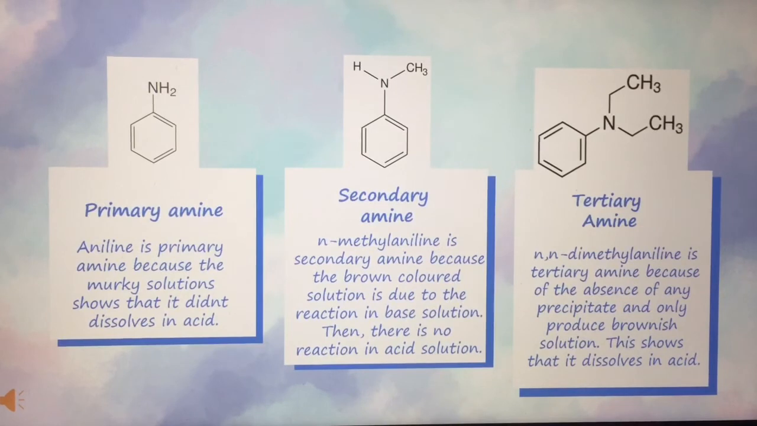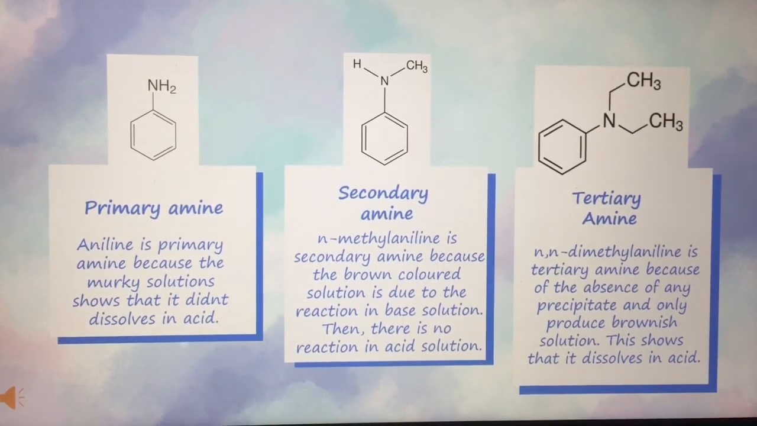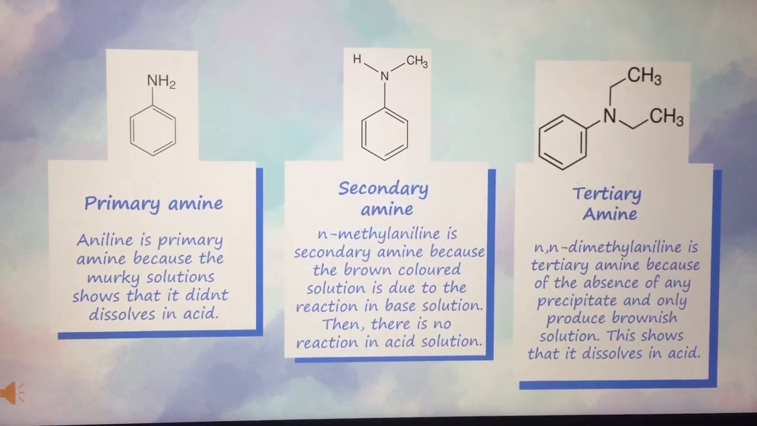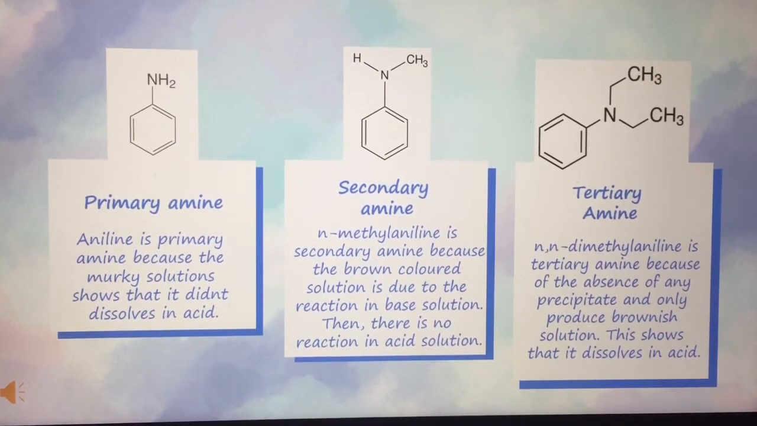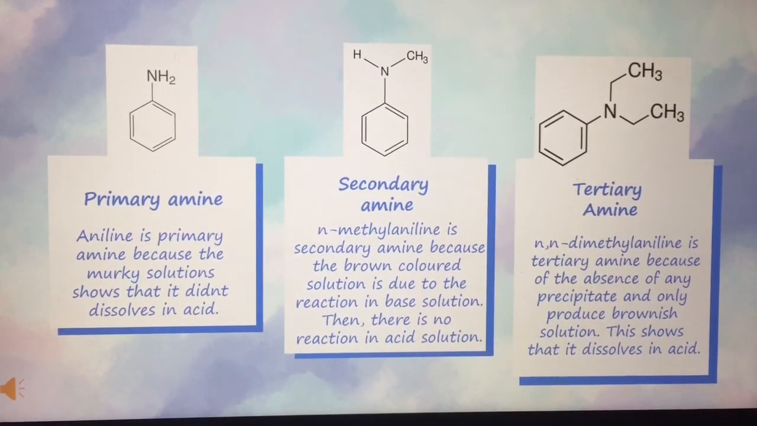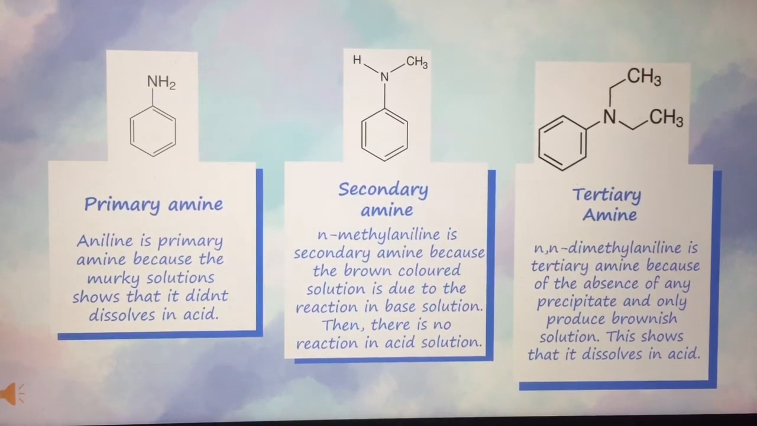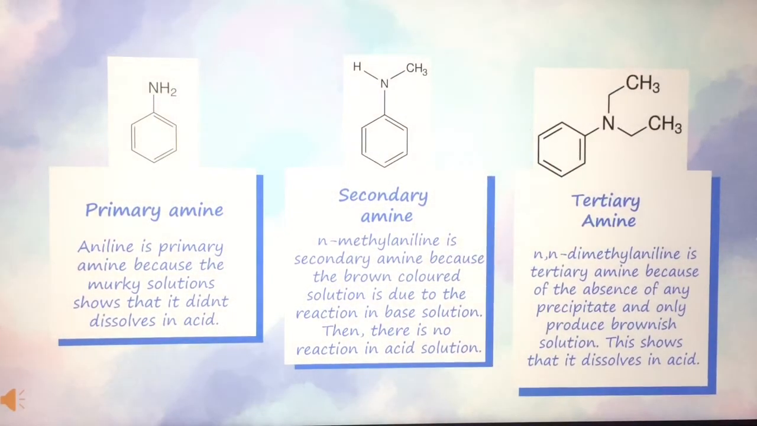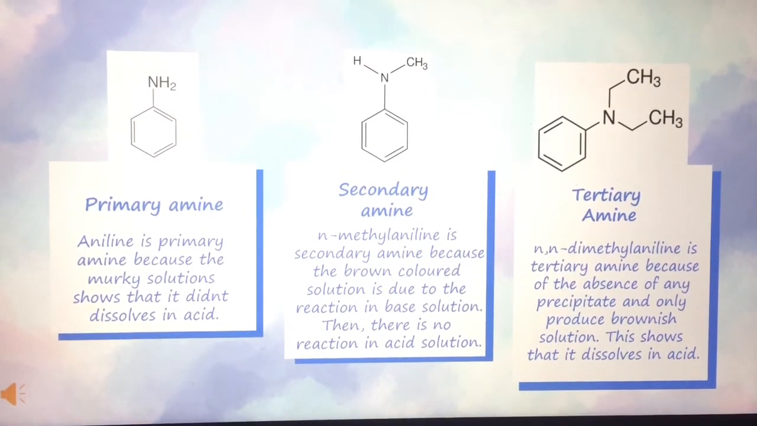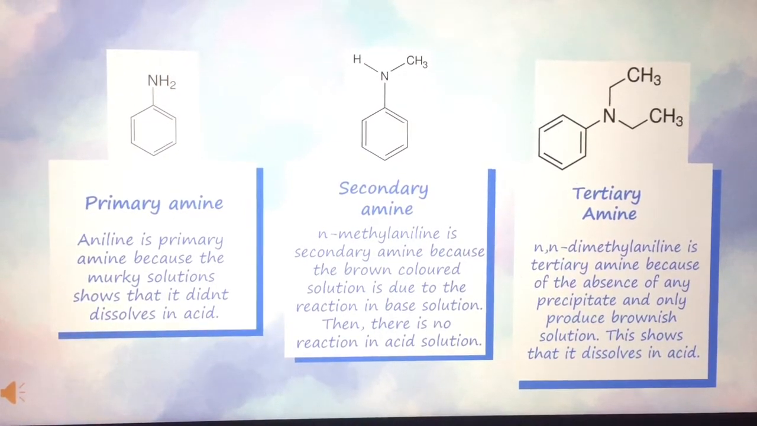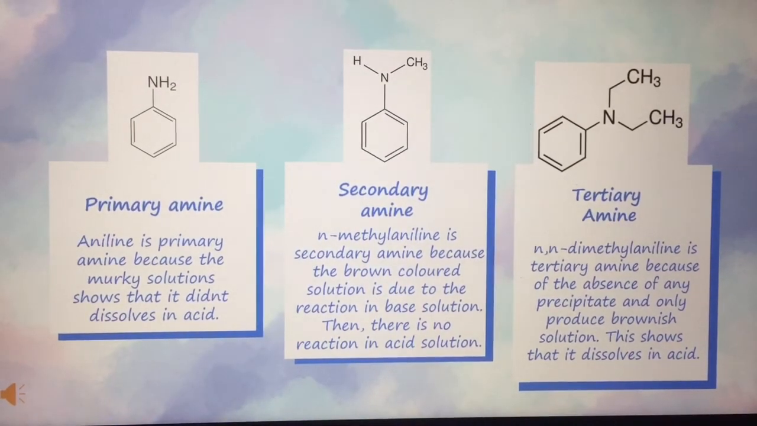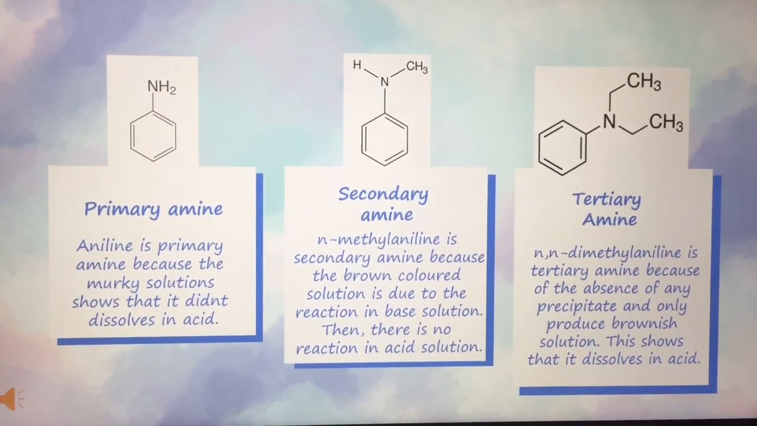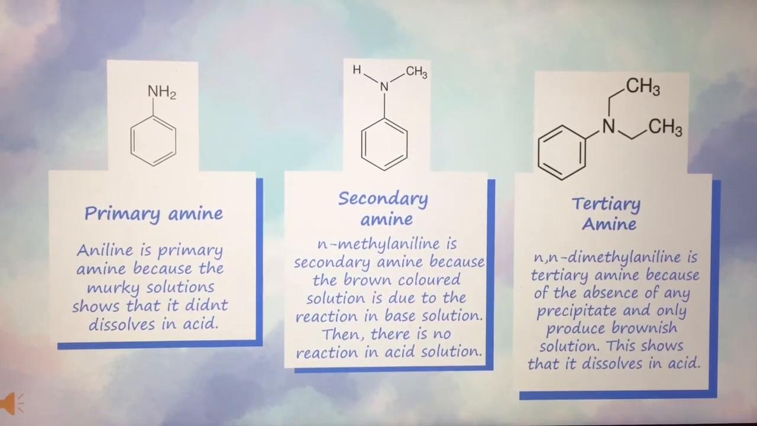So moving on to the next compound, aniline. Aniline is a primary amine because the murky solution that formed in the test tube means that it didn't dissolve in acidic solution, which is hydrochloric acid. And then the fifth compound is N-methyl-aniline. It is a secondary amine because the brown colored solution is probably due to the reaction in base solution. Then there is no reaction in acidic solution, means there is no reaction in hydrochloric acid.